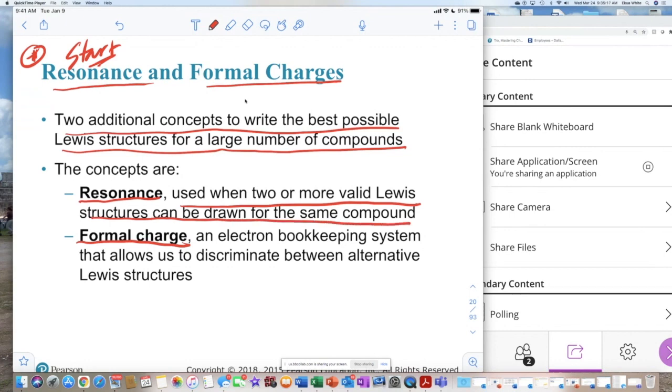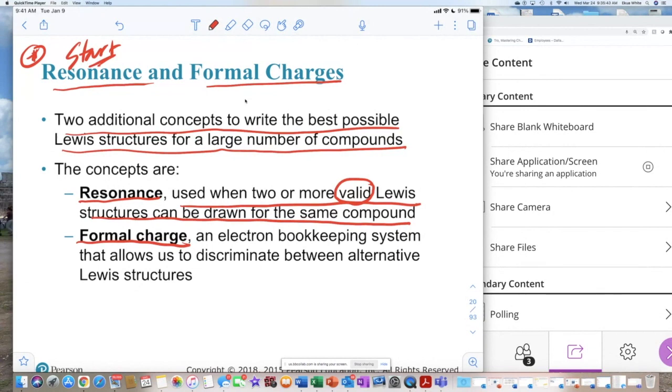So you have one compound or one formula, and then you and the person next to you draw two or more. Now the rule here is valid. So both of them are valid. You go through the rules to test for validity and you conclude they're both valid. So which one is the more correct one? If they're both valid, we'll use the resonance rules to figure out which is more valid.